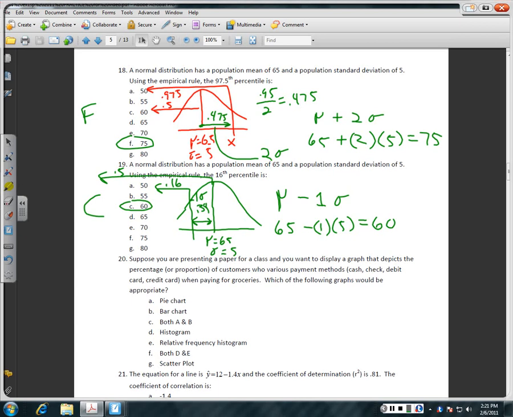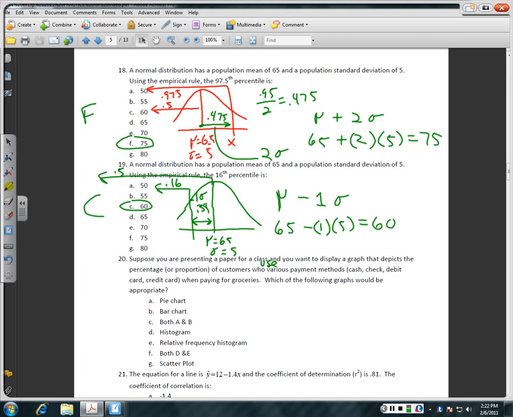Okay, on number 20, it says, suppose you're presenting a paper for a class, and you want to display a graph that depicts the percentage or proportion of customers who use various payment methods, such as cash, check, debit card, credit card, when paying for groceries. The type of variable in this case is qualitative. It's what method of payment they use, and it's multinomial because there are 4 different methods: cash, check, debit card, or credit card.